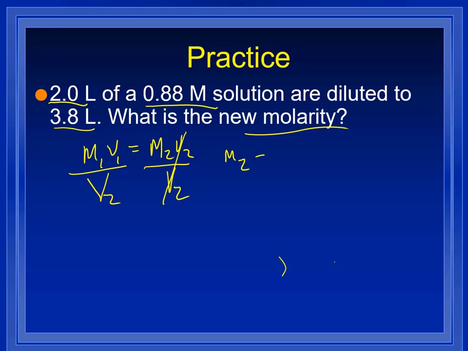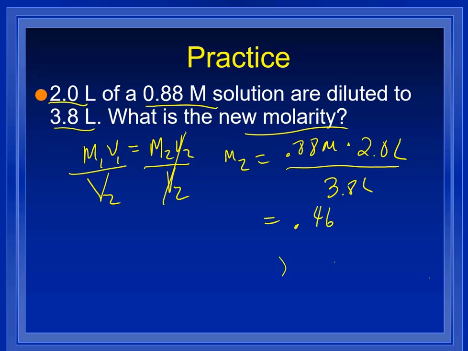So my M2 is going to equal M1, 0.88 molar, times V1, 2.0 liters, divided by V2, 3.8 liters, and 0.88 times 2 divided by 3.8 is 0.46, and the units are molar.